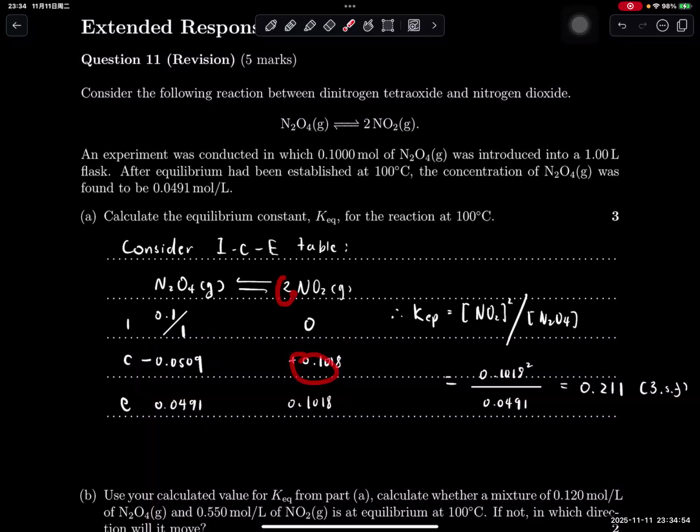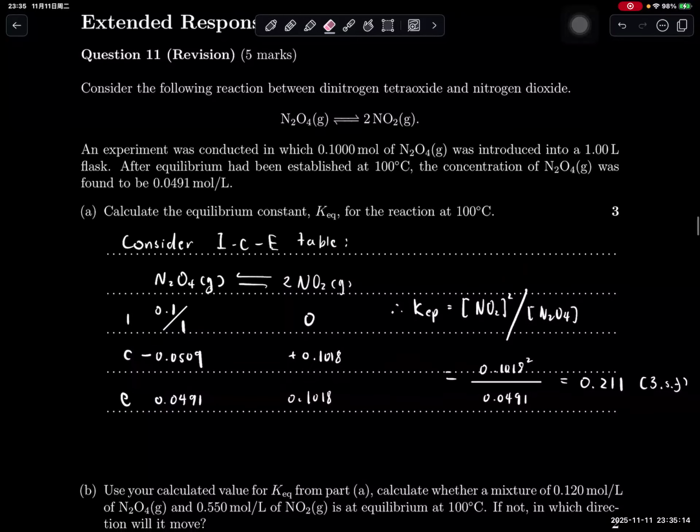Now be careful of the stoichiometric ratio, and using the equilibrium concentrations, substitute into the Keq equation. Okay, I don't know why I wrote KEP, but you guys get the point. Right, that eventually becomes 0.211 to 3 significant figures. Okay.